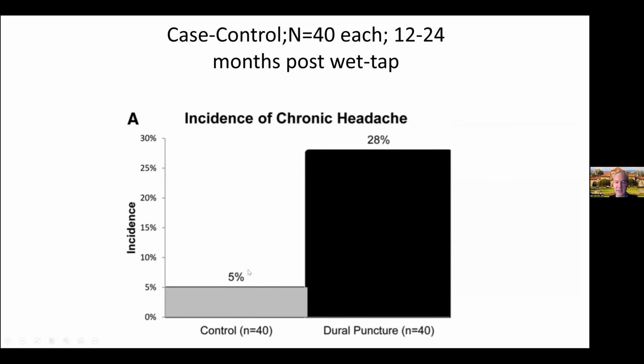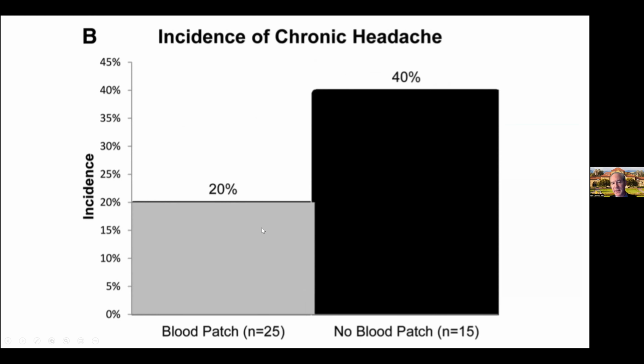The other thing to notice is, remember, the control rate, those who didn't have a dural puncture, was 5%. Even if you were recognized and given a blood patch, your rate of having a new chronic headache a year later is 4 times the background rate.